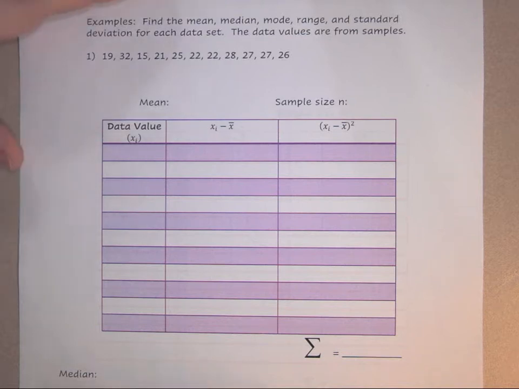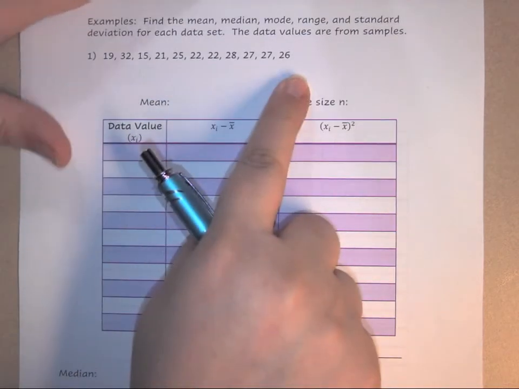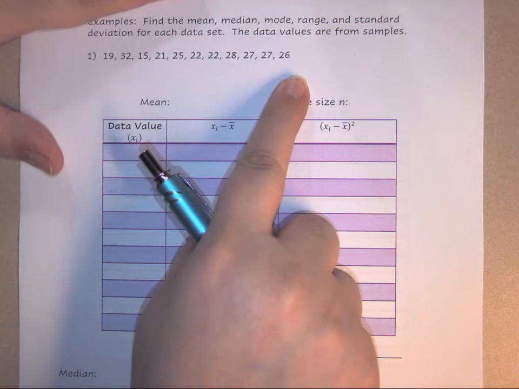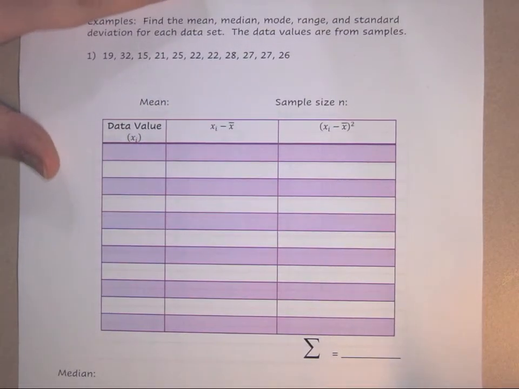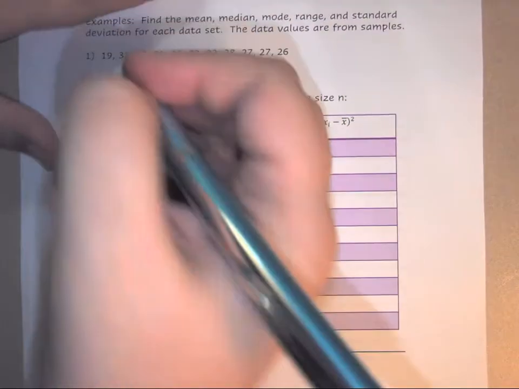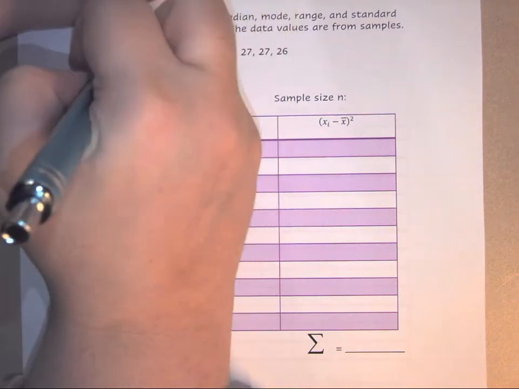Okay. So in this case, we've been given a data set here, and just like with mean, median, and mode, the first thing you want to do is reorganize your data so that it's in least to greatest. So I'm going to take a quick second here and go ahead and do that.